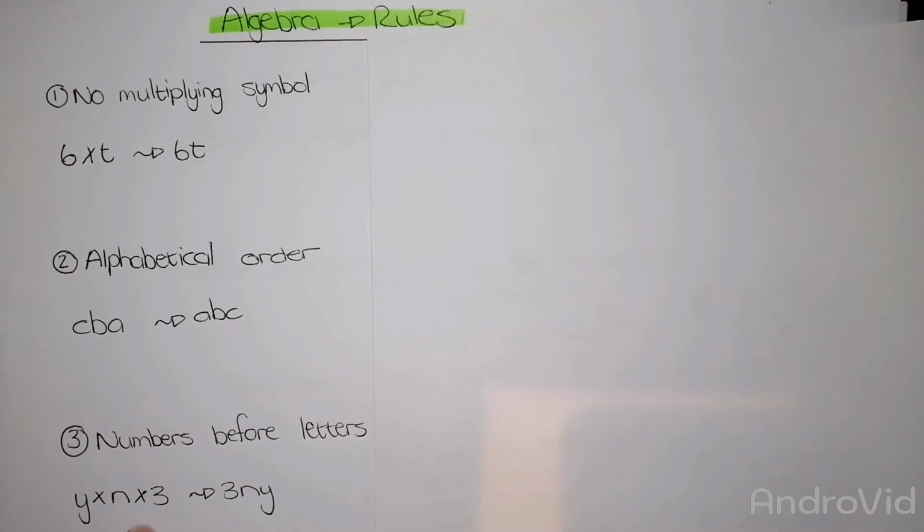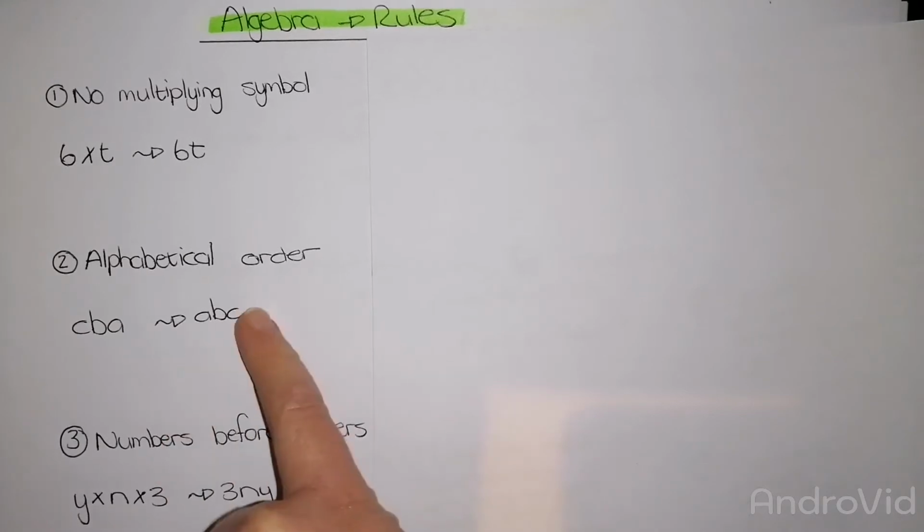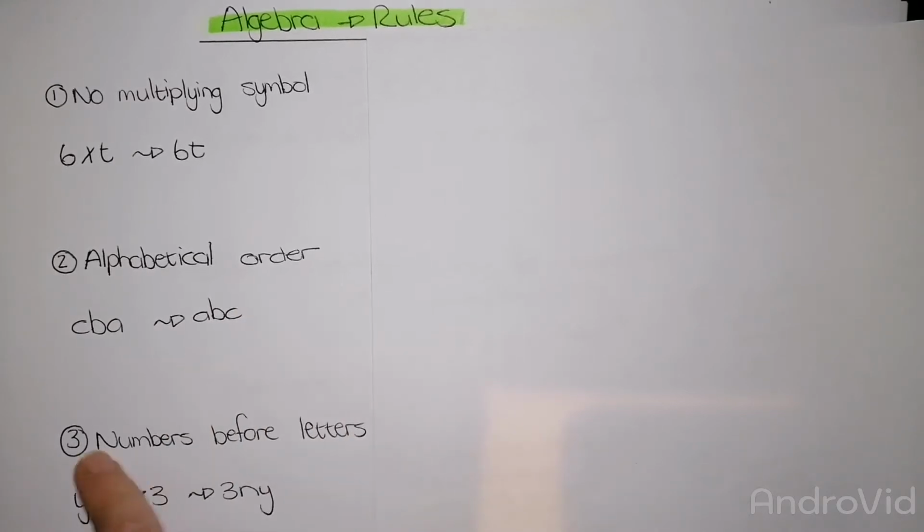So if you have something like y times n times 3, we need to apply more than one rule. The first rule we need to apply is to take the multiplication symbol out. Then we need to put it in alphabetical order. And then the third one is we need to write the number first.